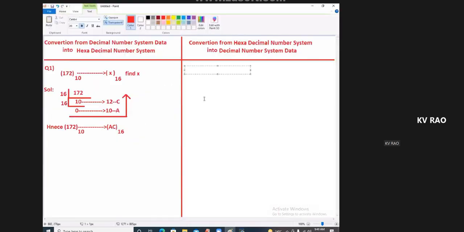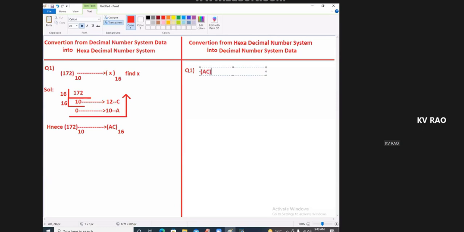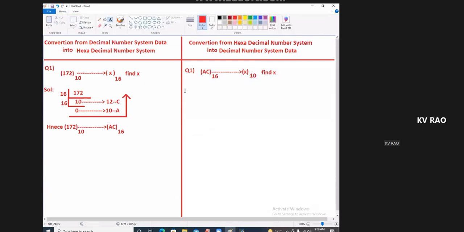Now, another one is question number 1. Reverse, convert it. Why am I taking the same thing? Because you can understand it quickly here. AC in base 16 is definitely going to be X. You try to find out. I want to get this into base 10. Find X as usual, same to same.